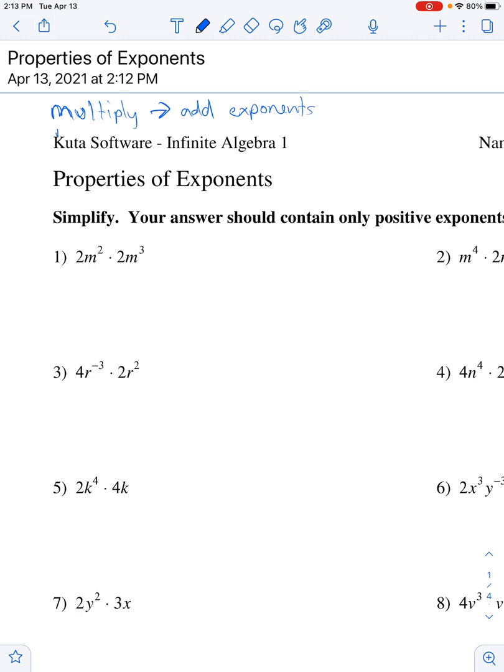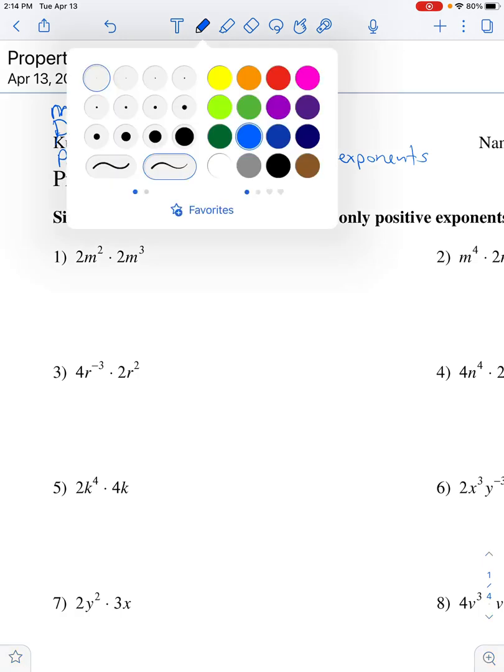If I divide my bases, then we'll subtract the exponents. And then if I raise a power to a power, then we're going to go ahead and multiply the exponents. And then just a reminder, any number to the 0 power is 1. So we'll go through this.